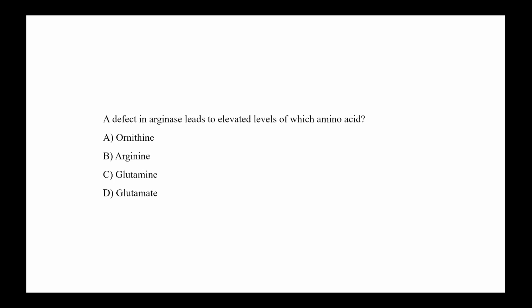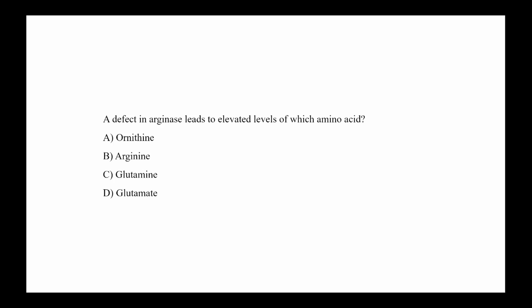Okay, moving to the next question then. A defect in the arginase leads to elevated levels of which amino acid? Option A, ornithine. Option B, arginine. Option C, glutamine. Option D, glutamate.